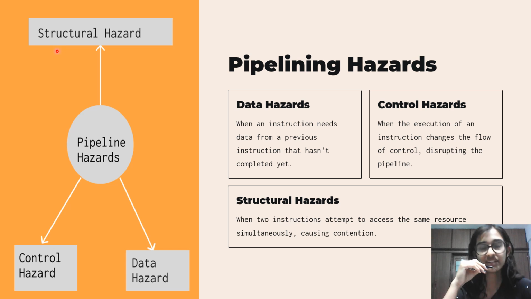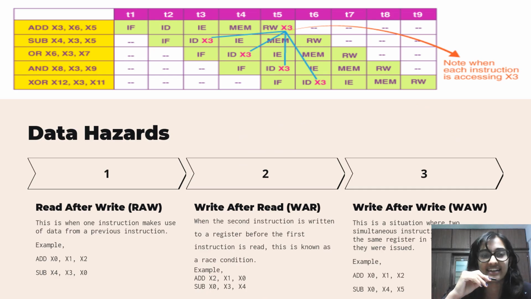We'll go into depth of each of these, but in one line, a data hazard is when an instruction needs data from a previous instruction that hasn't been completed yet. A control hazard is when the execution of an instruction changes the flow of control, disrupting the pipeline. What this means, we'll see later on. And a structural hazard is when 2 instructions attempt to access the same memory location simultaneously. Let's take a closer look at data hazards.